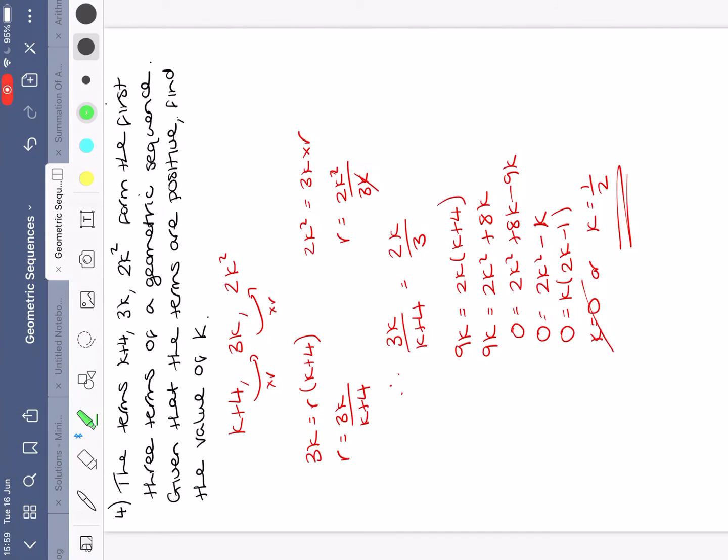Okay, so again, exactly the same as before. It says find the value of k, but again the terms are positive. If you've got k equals 0, they're not positive, because 0 is not a positive or negative number, so k must have been a half.